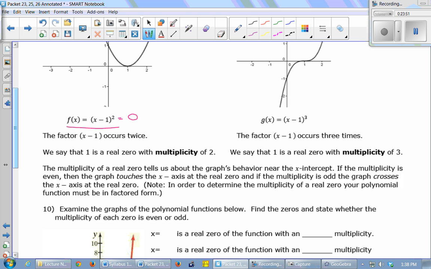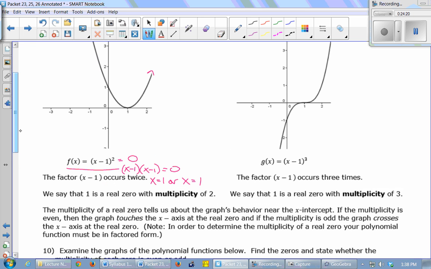Because if I were to set this equal to 0 and solve it, I would say, oh, well, that means x minus 1 times x minus 1 equals 0. And when you set each factor equal to 0 and solve, you're going to get x equals 1 as a 0 2 times, right? So you get x equals 1 or x equals 1, right? So when that happens, you say that 1 is a real 0 that has multiplicity 2. Just means that it happens twice, multiplicity 2. And when you have zeros that have multiplicity 2, you're going to get this sort of bounce-off effect, right? Where it comes down and just hits the axis and comes back up instead of going right through it.